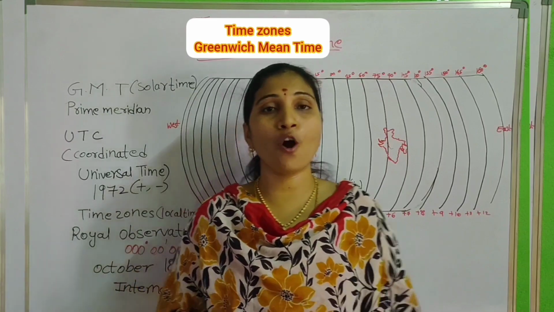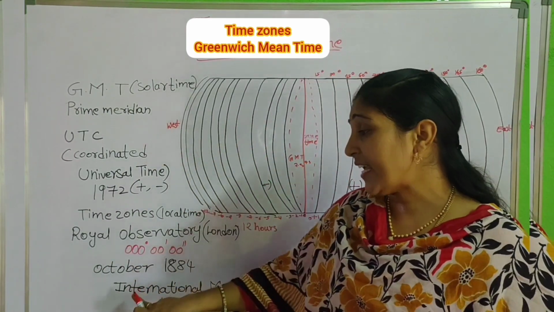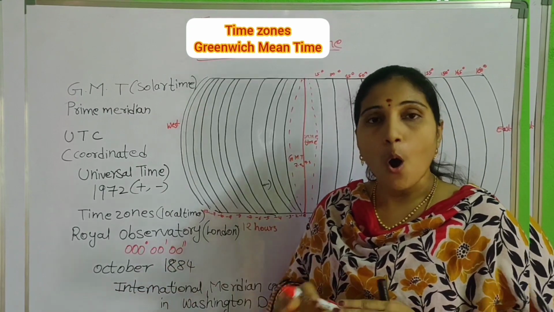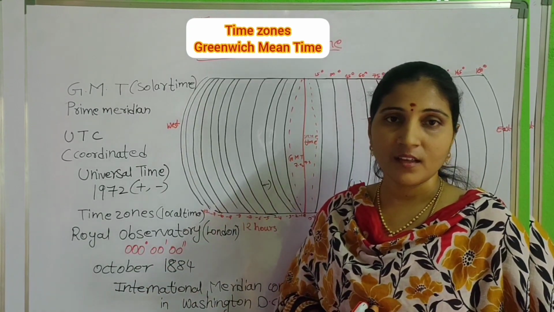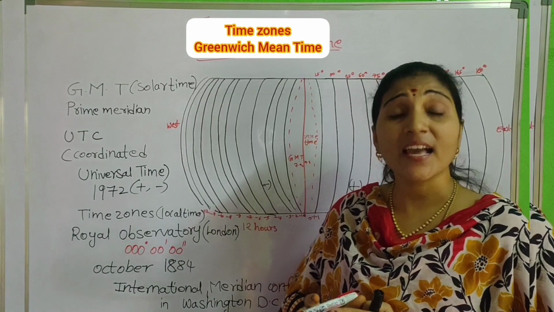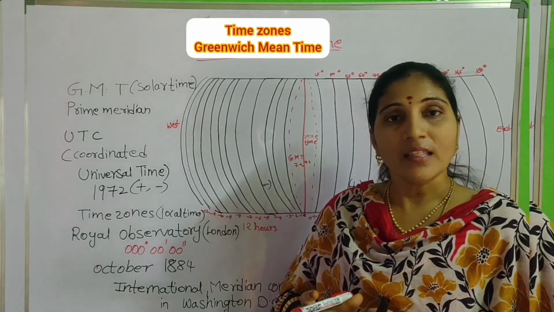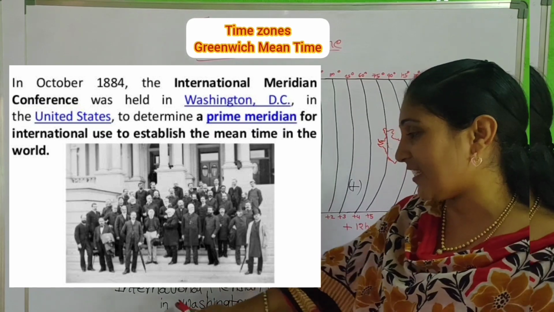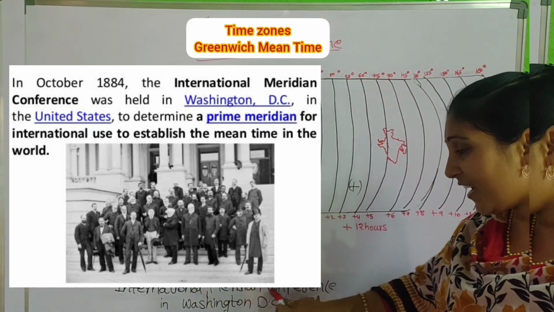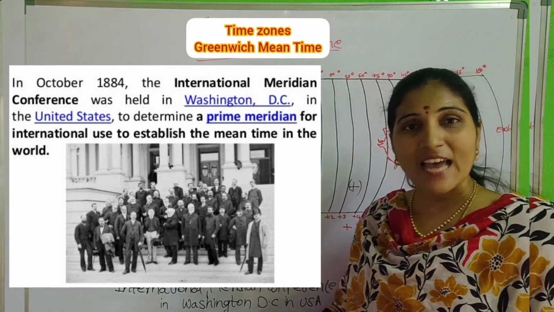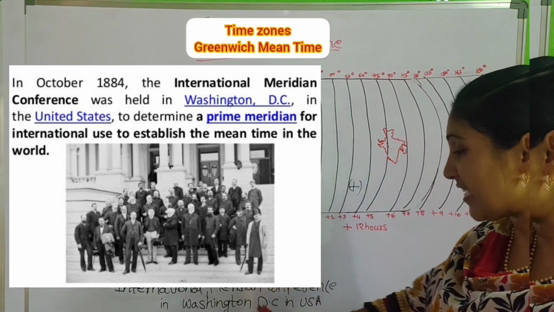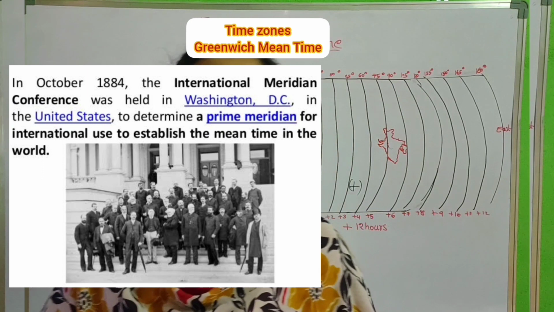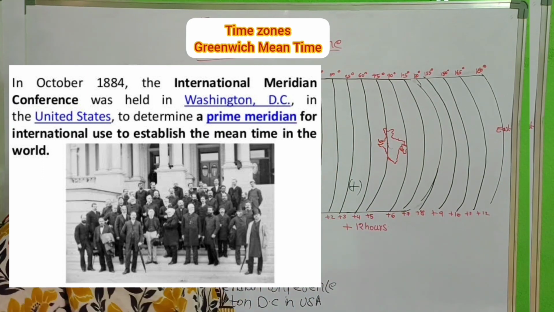So to solve that problem, in October 1884, all had gathered to discuss and decide on a time zone. That is called the International Meridian Conference, which happened in Washington DC in the USA. So most importantly, what is the International Meridian Conference?